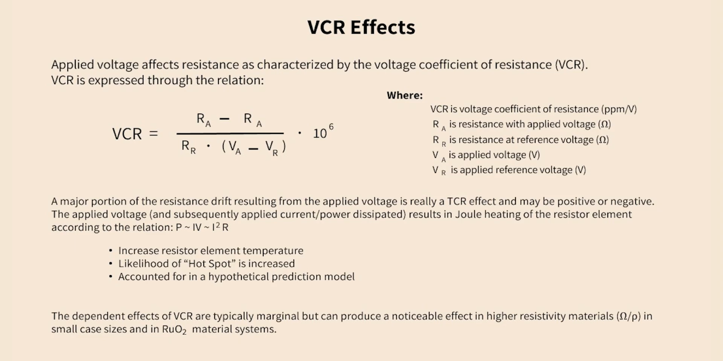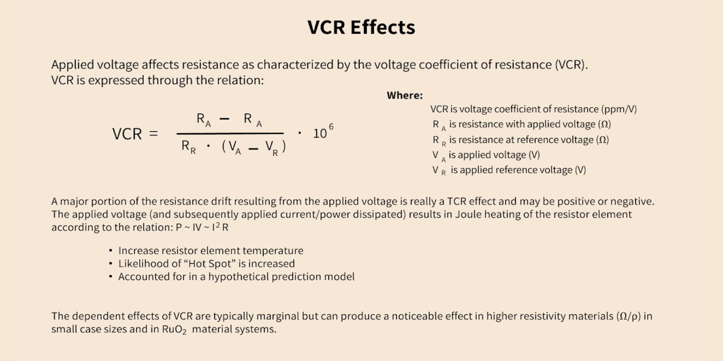The voltage coefficient of resistance, or VCR, describes how applied voltage influences a resistor's resistance, expressed as the change in resistance per unit of voltage. This relationship is represented by the formula shown, where VCR is typically measured in parts per million per volt. Higher applied voltage can cause joule heating, which increases the resistor element's temperature.